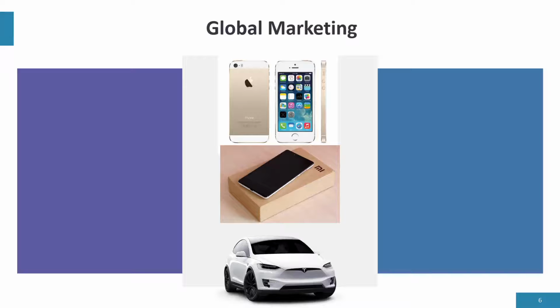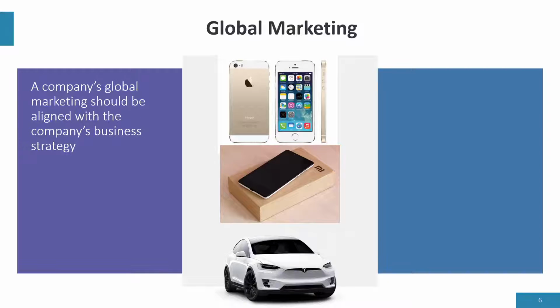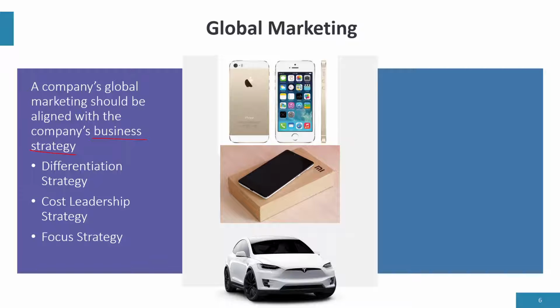Now we'll be looking at global marketing. Well, a company's global marketing should be aligned with the company's business strategy. We all know before that business strategy is divided into three parts. First is the differentiation strategy, and then we have the cost leadership strategy, and then we have the focus strategy.